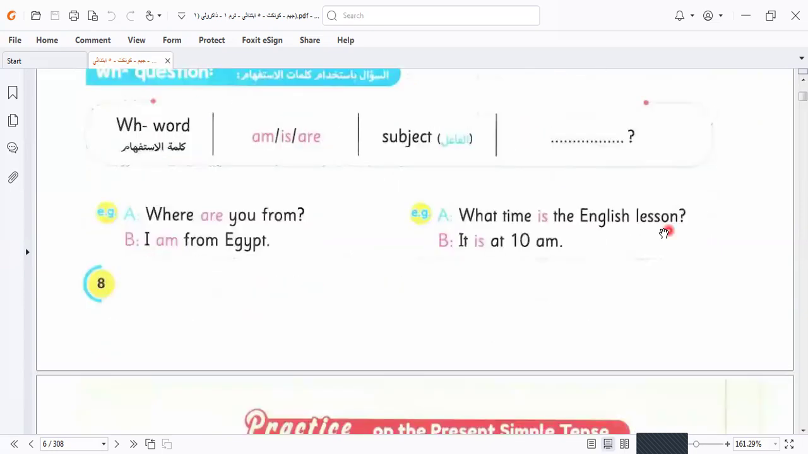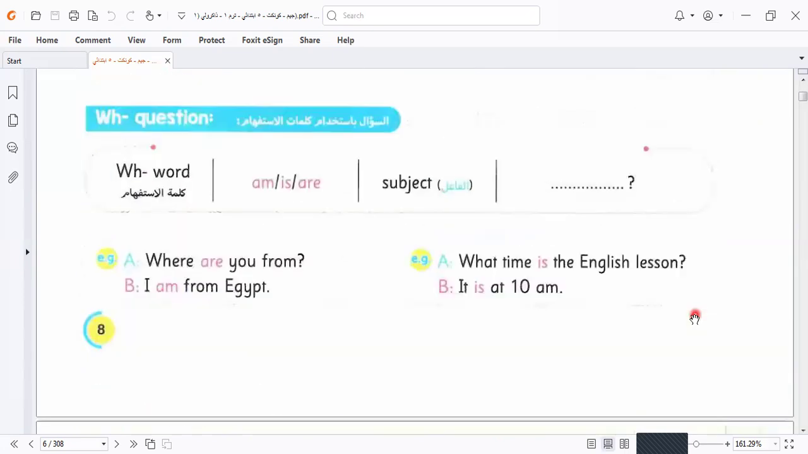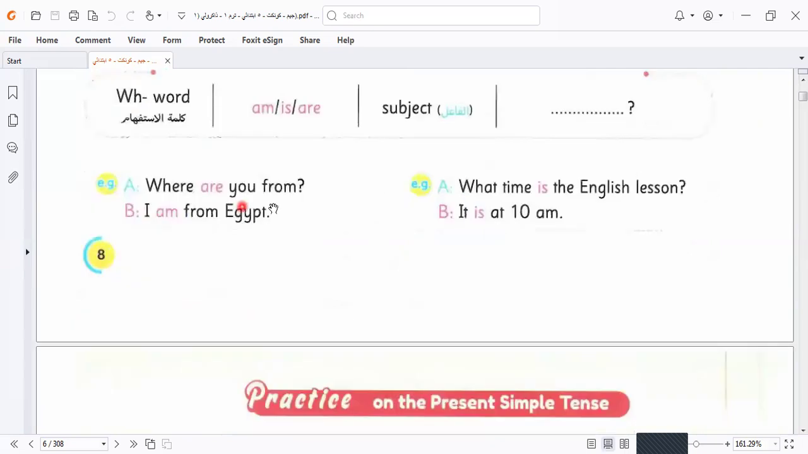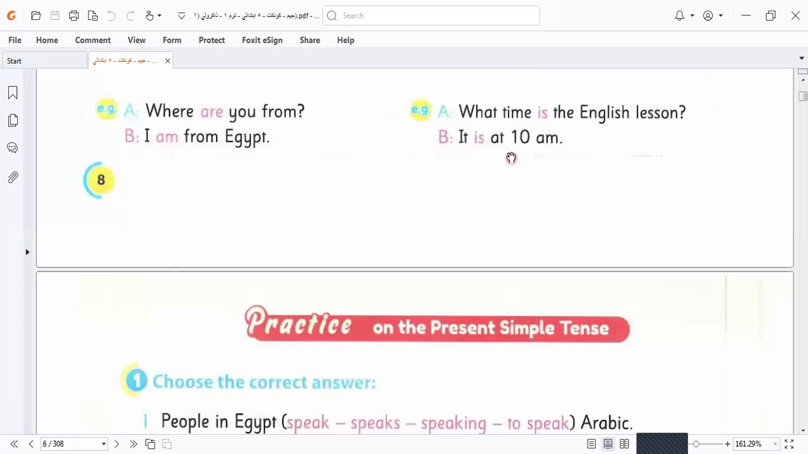Let's go to the keywords, the WH questions. Here is what every WH question word is used for. What time is used to ask about the time or an hour. Where is used to ask about a place. We will say, where are you from? I'm from Egypt. What time is the English lesson? It's at 10 a.m. Okay.